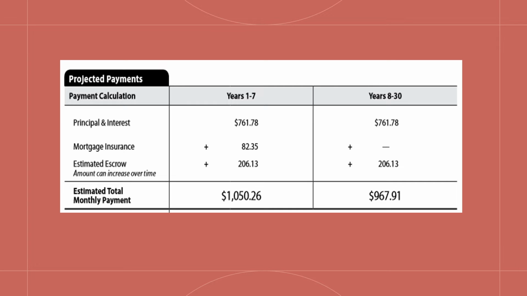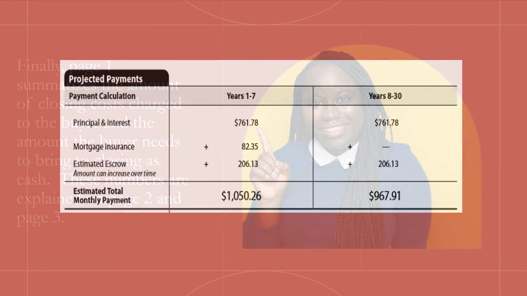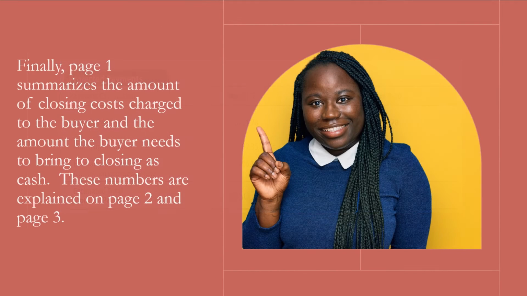So we do have the $761.78 as the portion that's going towards principal and interest, but we also have a mortgage insurance payment of $82.35, plus the lender is collecting escrow to cover property insurance and taxes of $206.13 every month, creating an estimated payment of $1,050.26.